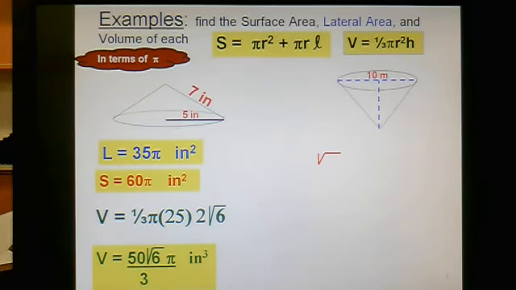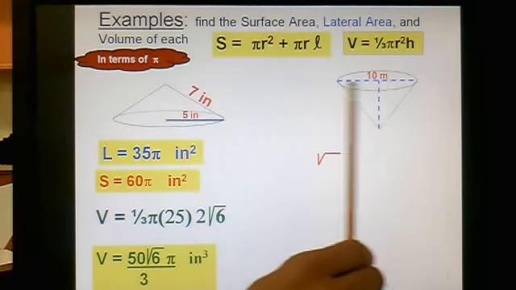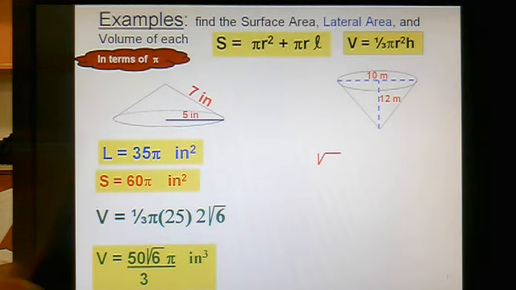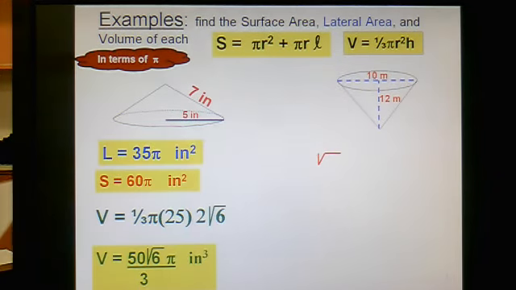Second one, over on the right here, 10 meters and 12 meters. So big cone. Meters are big. They're going to use this on top of a silo to collect corn or something. I don't know what they're going to do with it.